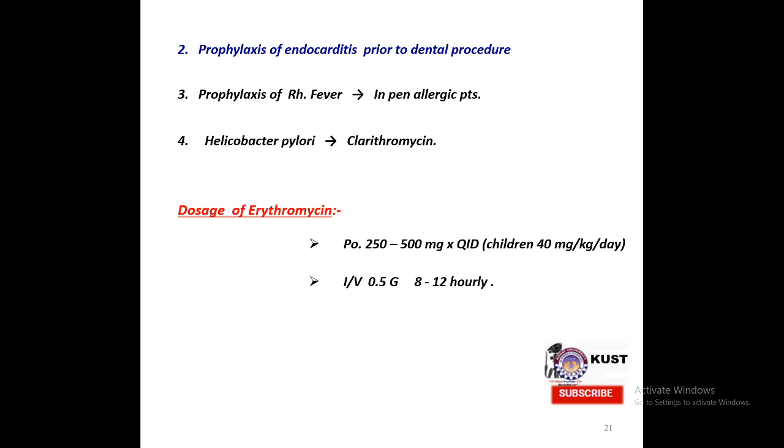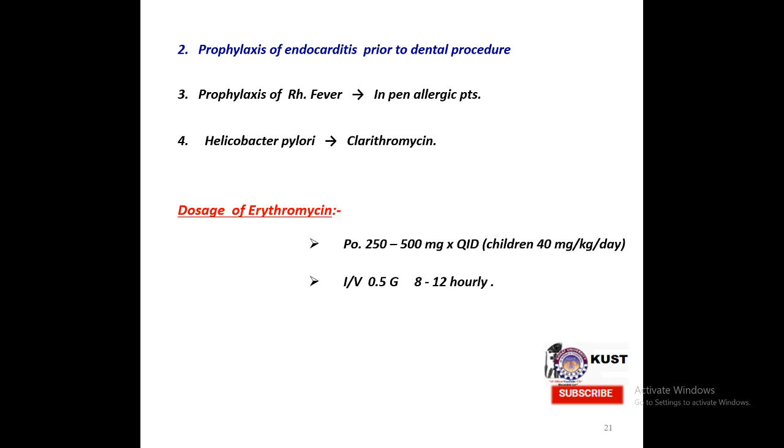It is also effective in the prophylaxis of endocarditis prior to dental procedures. Prophylactically, we normally use erythromycin when we are doing a dental procedure to reduce the risk of endocarditis. Prophylaxis of rheumatic fever in penicillin allergic patients, Helicobacter pylori.